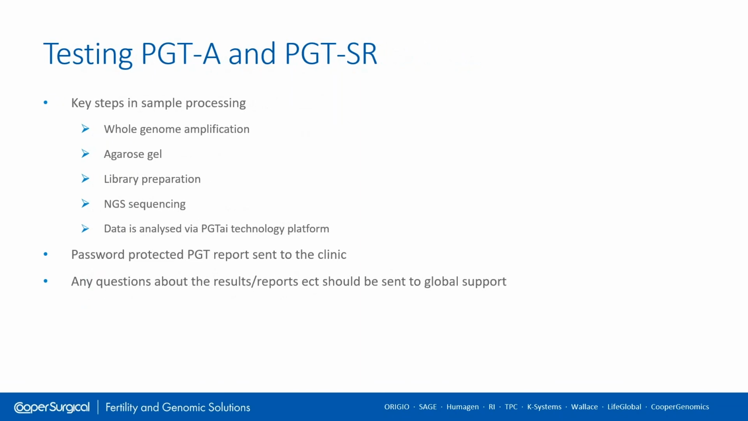For PGT-A and PGT-SR cases, this is how the sample processing looks. We start with whole genome amplification. We want to amplify the DNA from the couple of cells that you submitted to us. Once the DNA is amplified, we check the results of this reaction on an agarose gel. After that, we prepare libraries, and those libraries are later sequenced. We are using a next generation sequencing platform. Data is analyzed via the PGT-A technology platform.